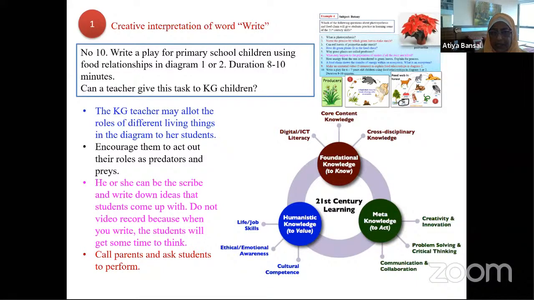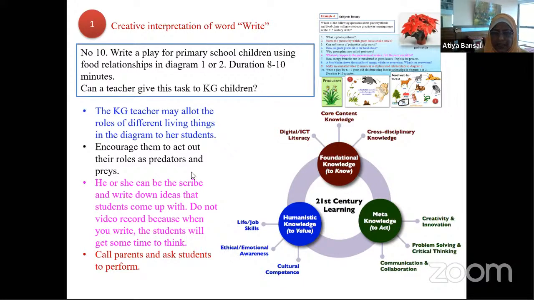Can a teacher give this task to kindergarten children? Now, the answer can be yes and no. It can be no because kindergarten children cannot write. But then the teacher can interpret the word "write" in a creative way, and the KG teacher may allot the roles of different living things in the diagram to her students. She tells them, okay, you are fox, you are bird, or you are snake and you are owl and you are rabbit and you are lion. And in the diagram, she gives them roles, encourages them to act out their roles as predators and prey.